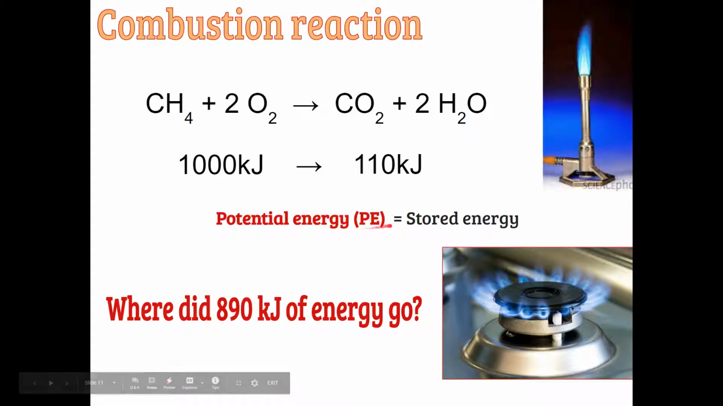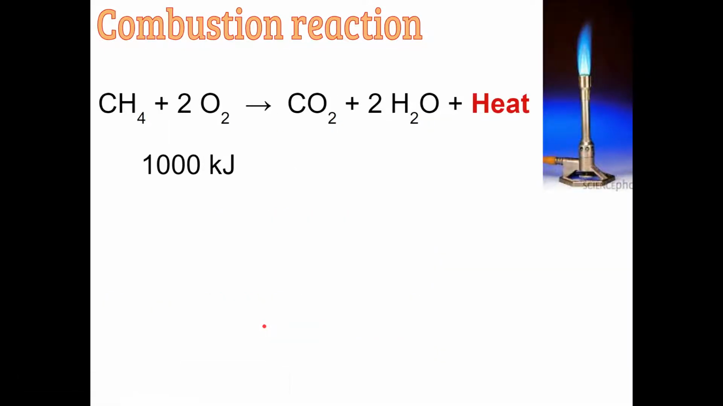Potential energy that was stored inside of the reactants was converted into thermal energy of the heat coming out of the reaction. So over here we have heat as a part of the product of this reaction. What is formed? Carbon dioxide. What is formed? Water. And what is formed? Considerable amount of heat in the process.